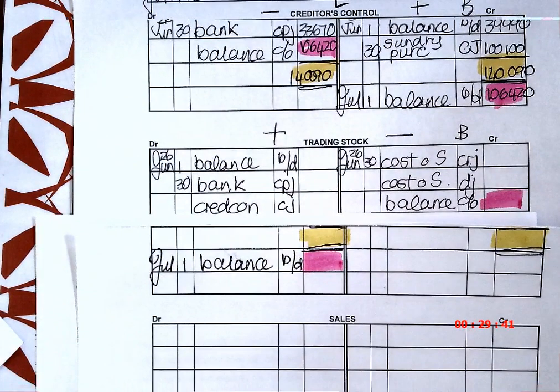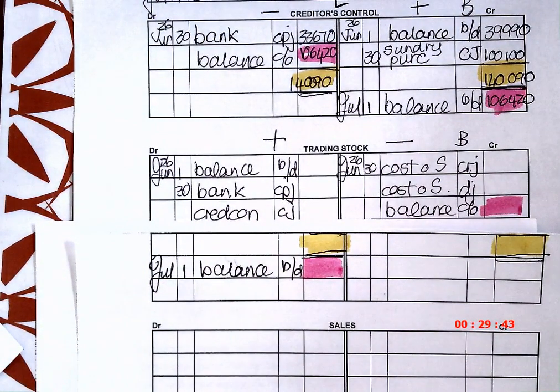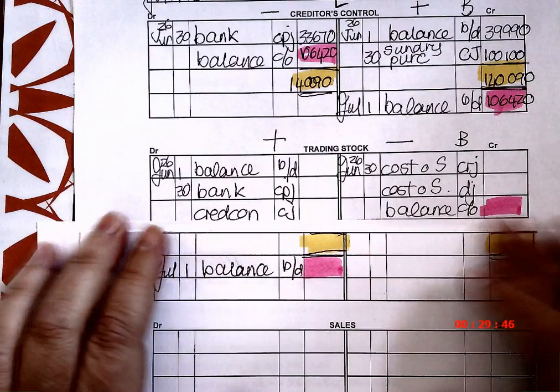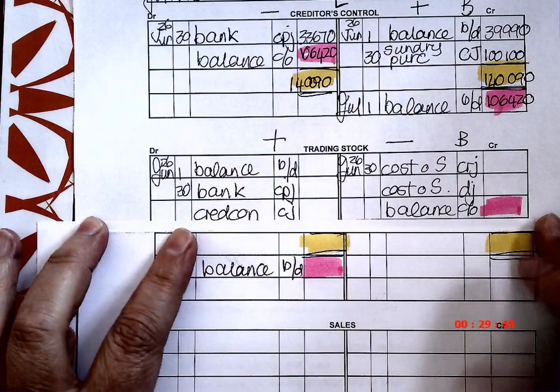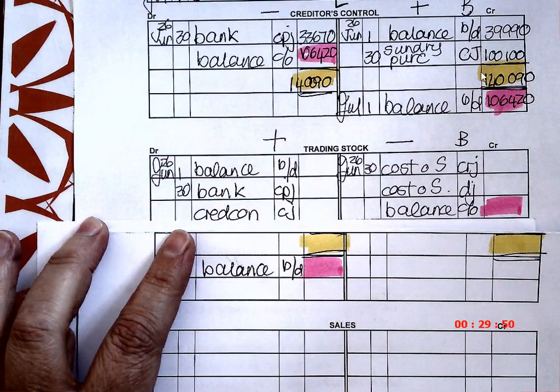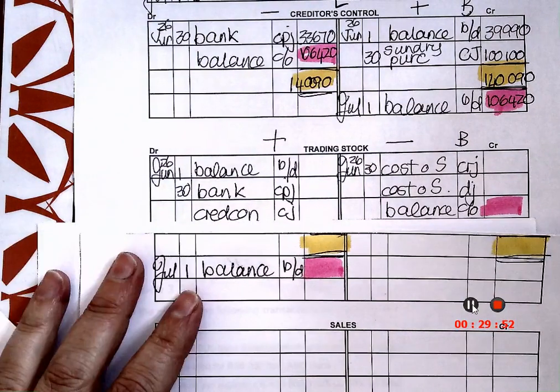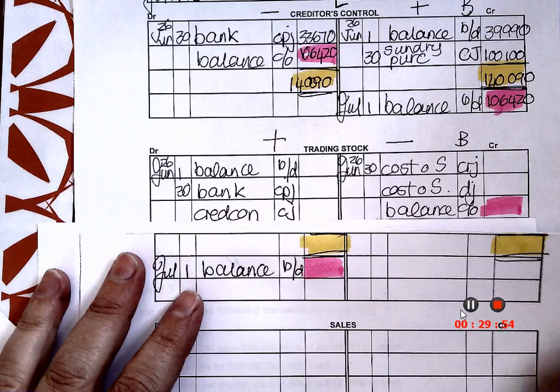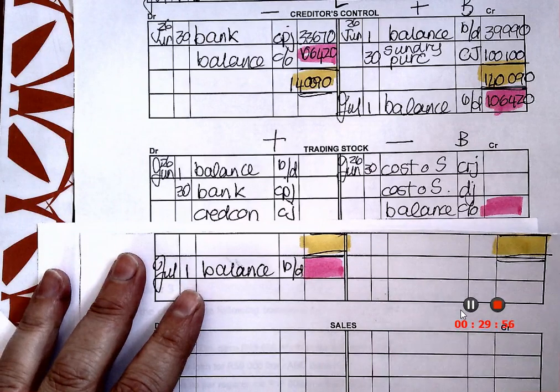Now, let's fill this in. I see trading stock has a... Let me just wait for you are talking. We have a balance of 35,760.